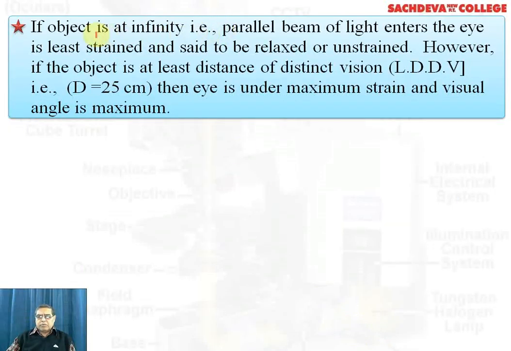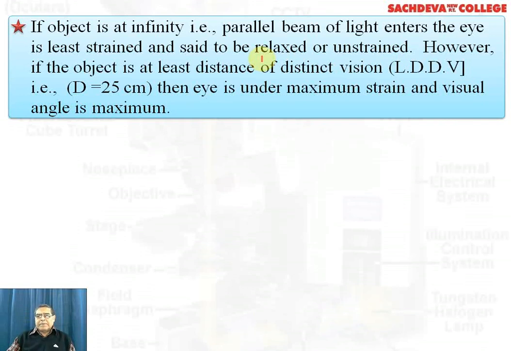Now, we come towards the position of the object. If the object is at infinity, however, mathematically infinity is an undefined function, but infinity means in the space, that is, in the fourth dimension. A parallel beam of light enters the eye, which is least strained and said to be relaxed or unstrained. So whenever we say that the eye is relaxing, it means that there is no variation on the retina, or the eye is not receiving any light, that is, not receiving any energy.